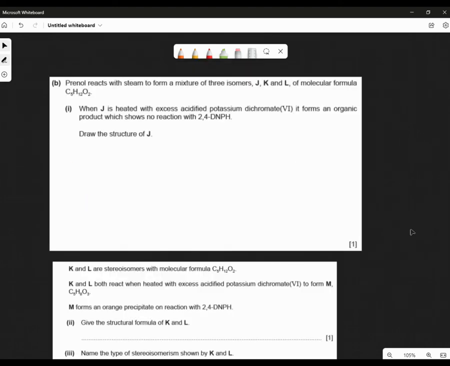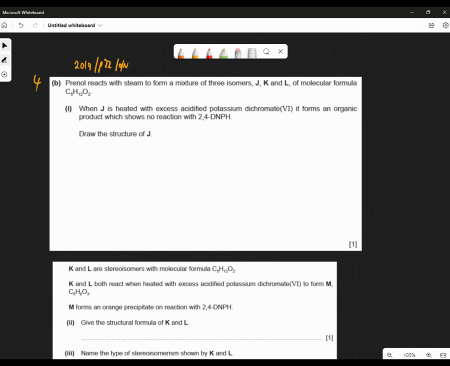Okay, this is the second one Tammy asked about. This is paper, or let me do it properly. This is 2019, paper 22, and it's October, November. October, November, paper 22, 2019. All right, and this is question 4B. All right, let's have a look at this.